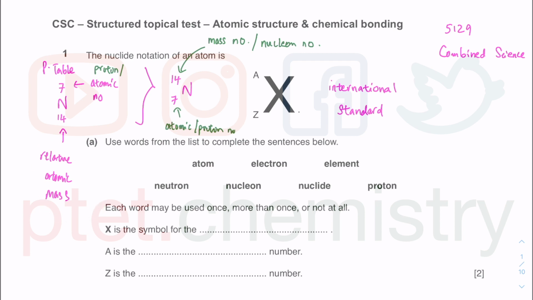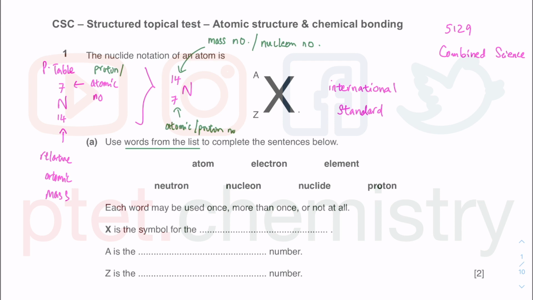So use words from the list. In this type of question, we are using words from the list, so we do not try to come up with things that are new, otherwise you will be breaking the rules by not reading the question. So we can start to fill it in after we realize that we can use one term once, more than once, or not at all.